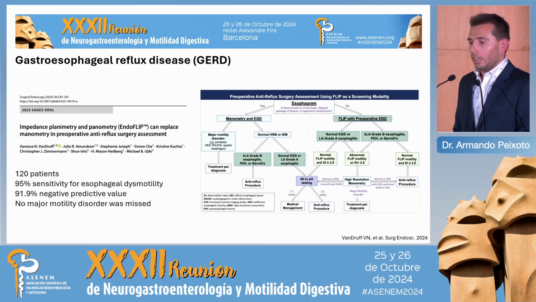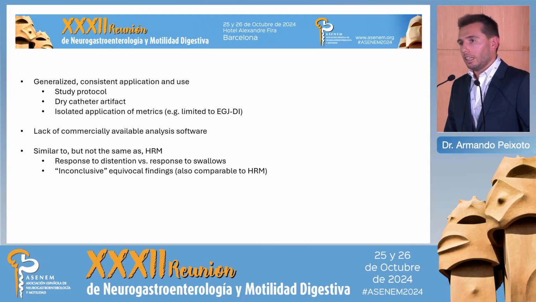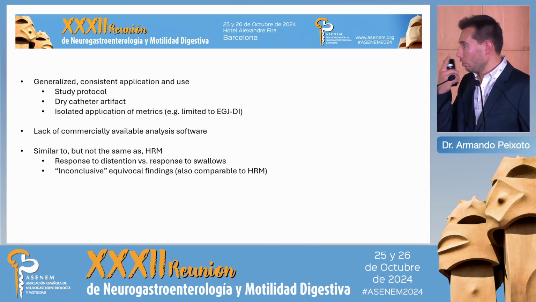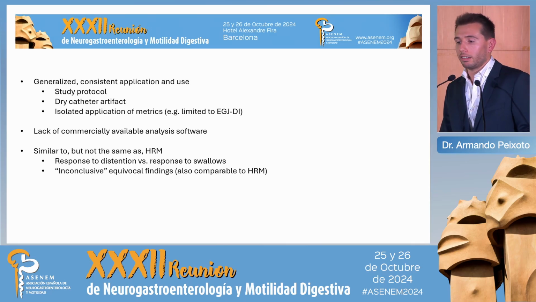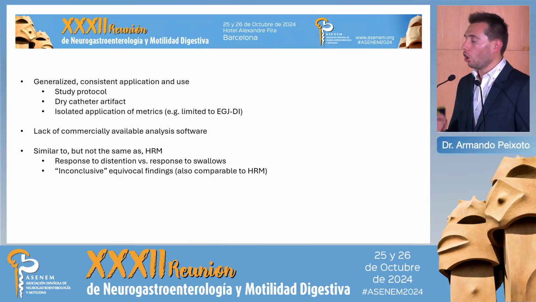Of course, as I said in the beginning, this is not a dream. ENDOFLIP has limitations, as high-resolution manometry and the other devices that we use to study motility in gastroenterology. And so we have to know them. One of them is a lack of analysis software that makes it necessary to make the interpretation in real time. And there are some differences between centers in the protocol that is applied.